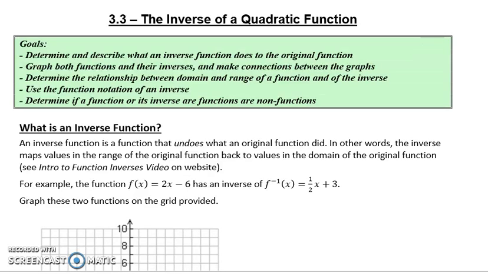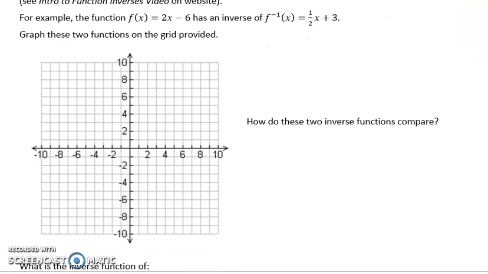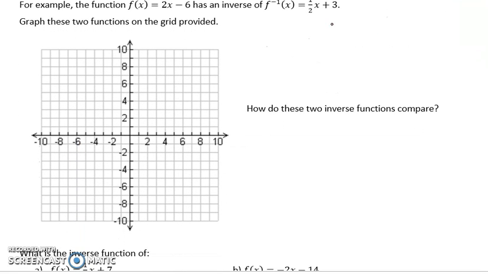Graph these two functions on the grid provided. So 2x - 6. We recognize this is a linear relationship. So I start at negative 6 and I have a slope of 2, so I go up 2 over 1, up 2 over 1. I do a number of those points. And then I can draw the line of best fit through those points. Might not be perfect, but that's pretty close.